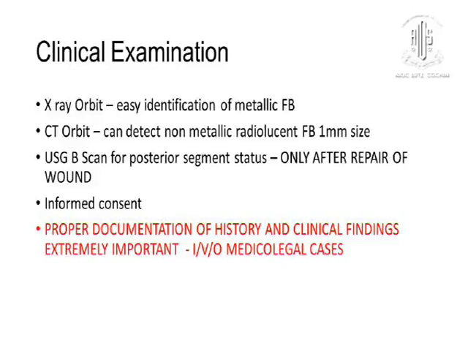So therefore, the x-ray of the orbits is a good idea if you're thinking in terms of metallic, or a CT scan if you're thinking in terms of something non-metallic. But it will give you an idea if there is an intraocular foreign body or not. And that's something that one needs to note in the beginning when one goes in for the case. And a lot of times, of course, it's clearly visible what has caused the injury, and that particular object can still be lying in the eye. So that's important to document very, very carefully.